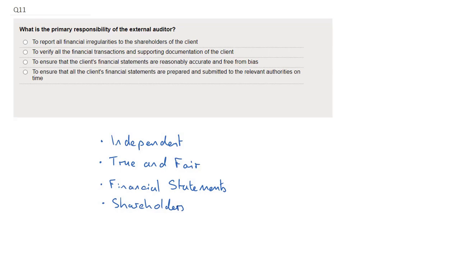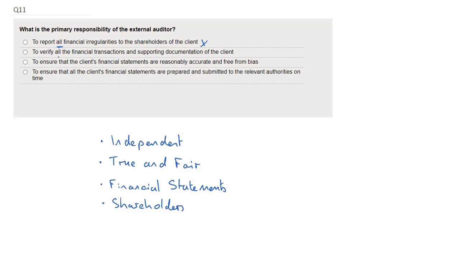So with that in mind, let's look at the options. The first one, to report all financial irregularities to the shareholders of the client. Well, that is not the primary responsibility of the external auditor, and actually it's not the responsibility because of that word all. If an auditor finds a $1 irregularity, they're not going to report that to the shareholders. So that option is not correct.